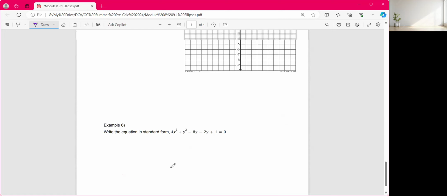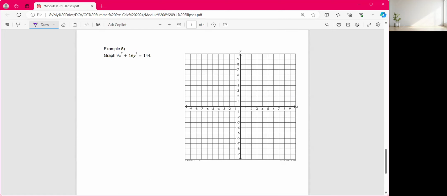We have 2 more examples here. Let's graph another one. As soon as I look at this equation, I realize it's not in standard form. I need it to be set equal to 1. So I'm going to divide both sides by 144, which gives me an equation set equal to 1. Then I'm going to reduce these fractions. 9 over 144 is 1/16, so I have x squared over 16 plus 16 over 144 is 1/9, so I have y squared over 9.